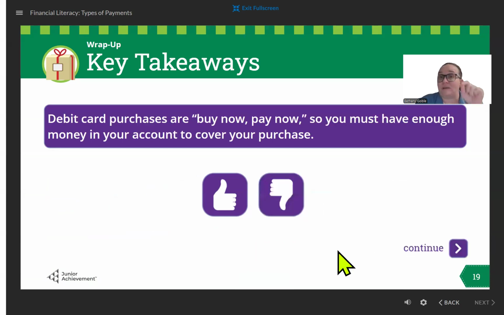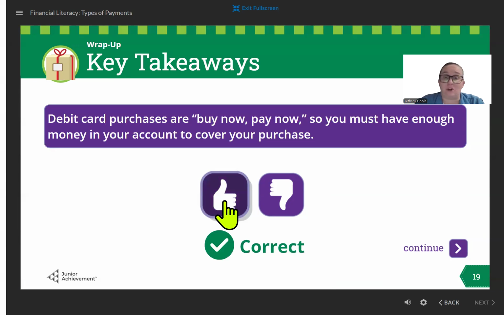Debit cards come from my checking account. It's a buy now, pay now. So you better have enough in your account, right? That's for sure. Because if you don't have money in your account and you use your debit card, it's going to decline you.